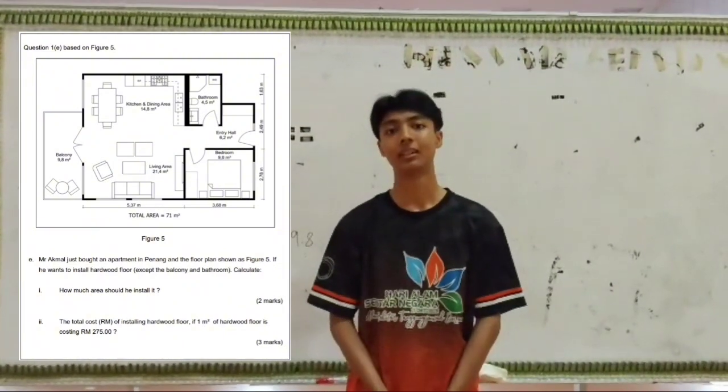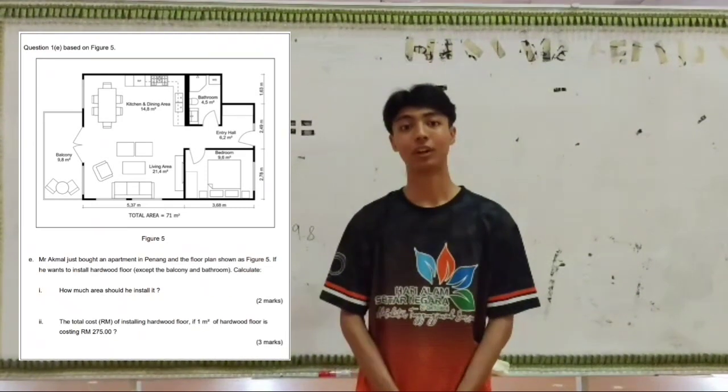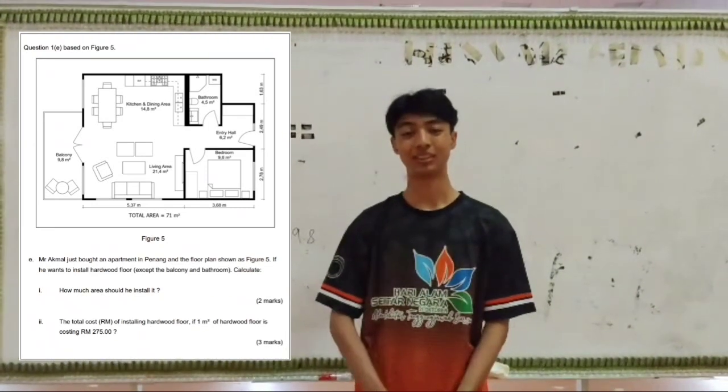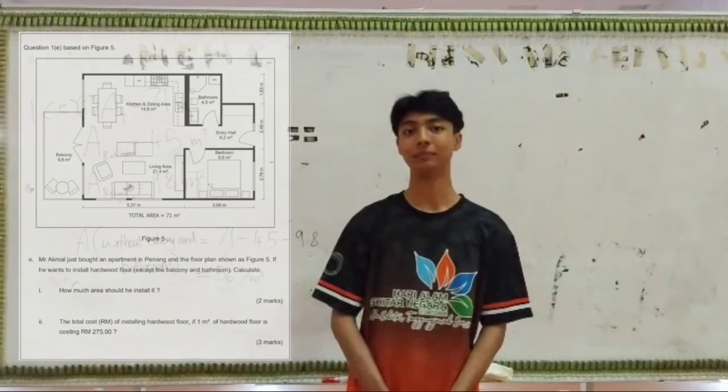Alright, so for question 1E, it shows the floor plan of an apartment that Mr. Akmal just bought. We want to find the area of the hardwood floor, which excludes the bathroom area and the balcony area.